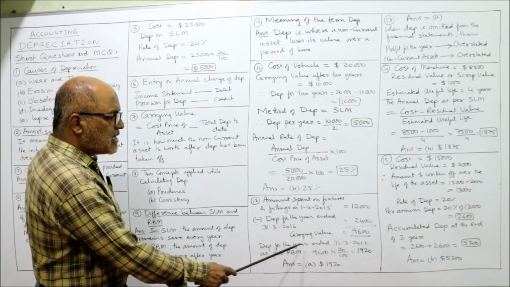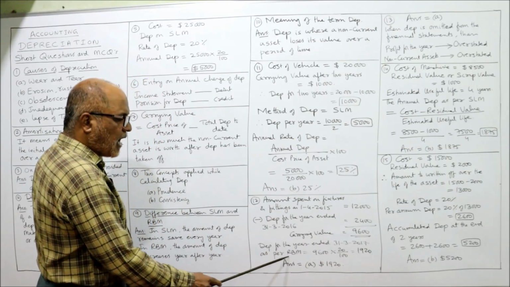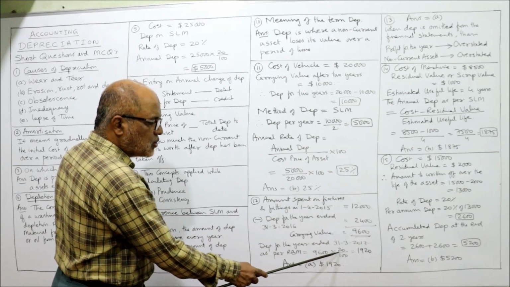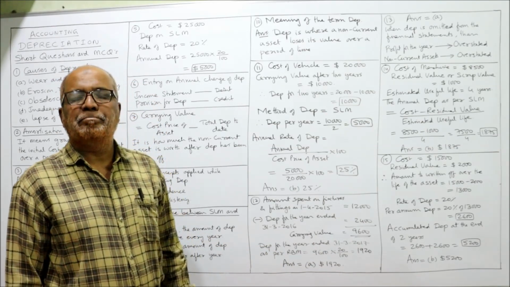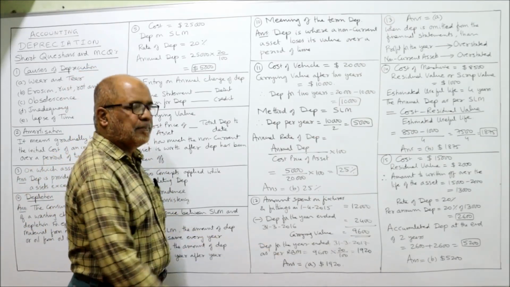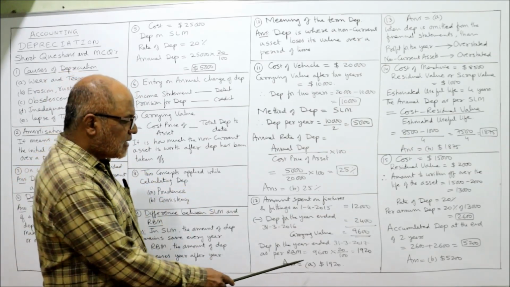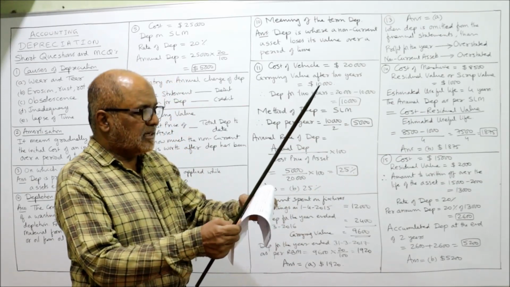On this carrying value, depreciation will be provided at the rate of 20% given in the problem. So depreciation for the year ended 31st March 2017, as per RBM, is 9,600 into 20 by 100, $1,920. This is the depreciation for the year ended 31st March 2017. So your answer is A, $1,920. That's it. Now see the 13th one.